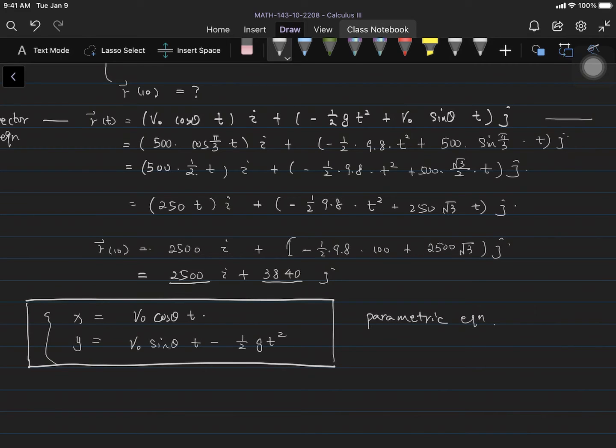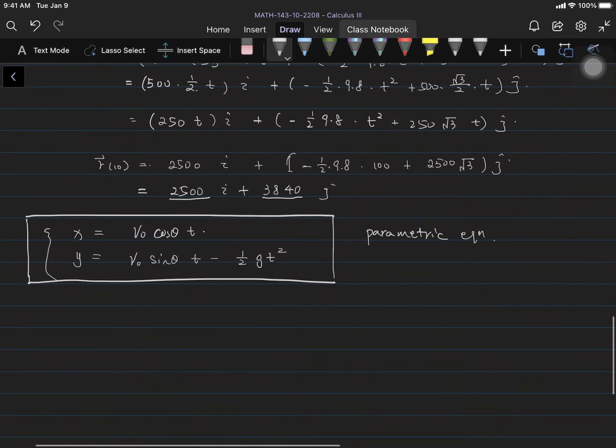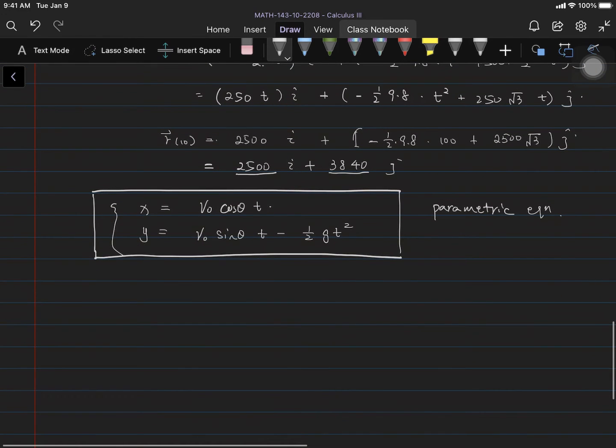And with parameter t, theta and v0 are all constants, right? Theta is the angle, v0 is the initial speed, and t is the parameter. So you can use any one to solve the problem. Next, we want to find the maximum height.